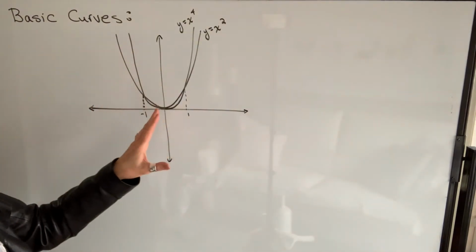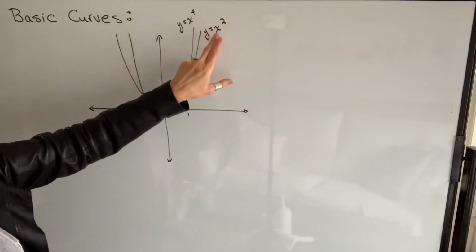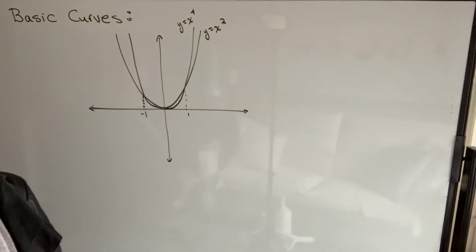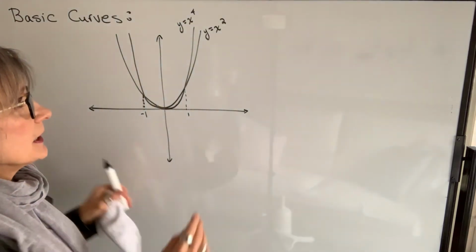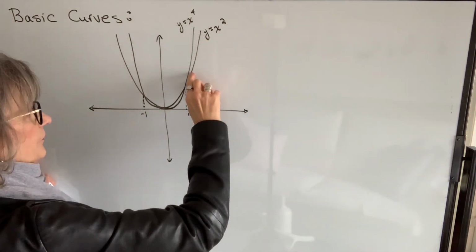Another 2 graphs that I want to point out are 2 even powers. If you have y equals x squared or y equals x to the 4th, they're both parabola shaped. However, y equals x squared is this graph here.